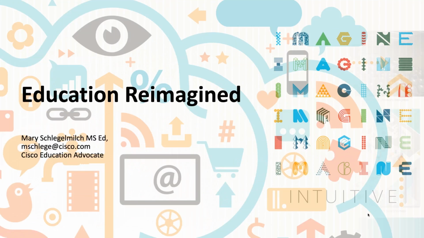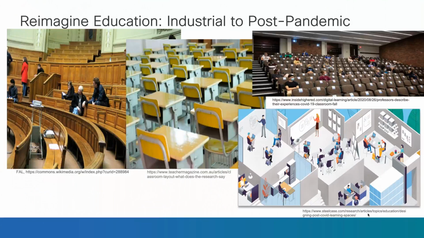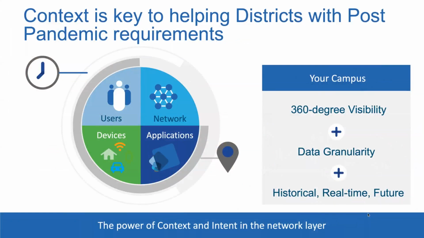When we think about reimagining education, we're really moving from this industrial idea of rows to that post-pandemic idea of learning spaces, rethinking how we want to have smaller learning groups and building spaces for students that are both present on campus as well as students that are remote. And when we think through this, context is truly key in helping districts with these post-pandemic requirements.